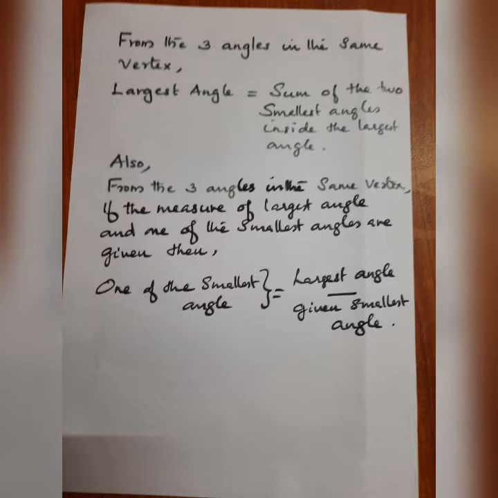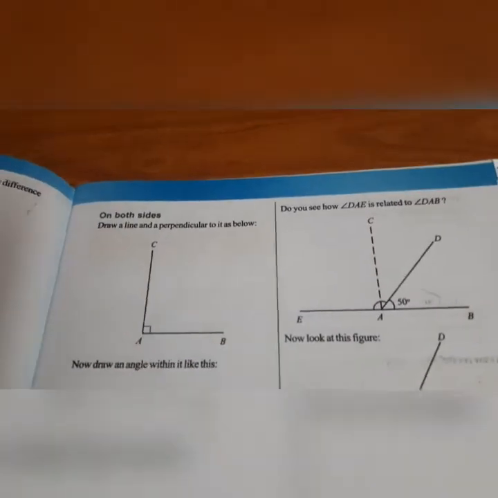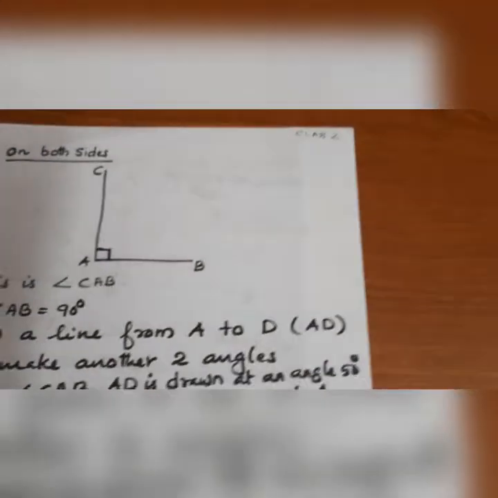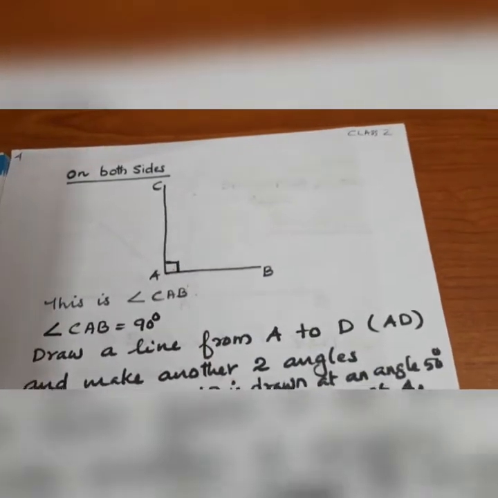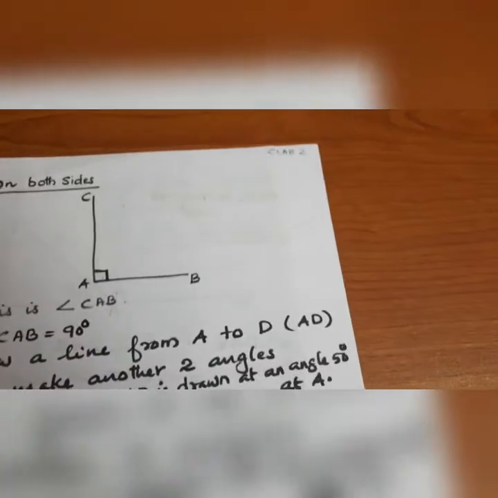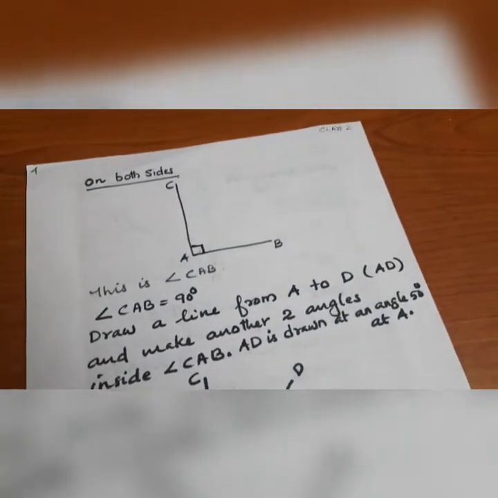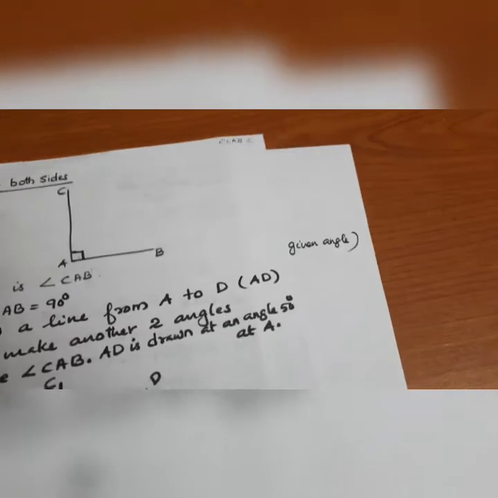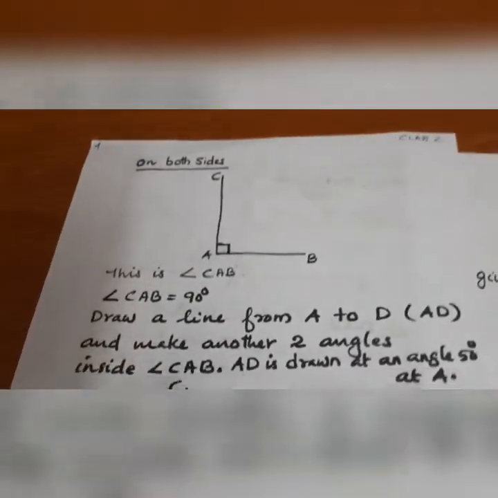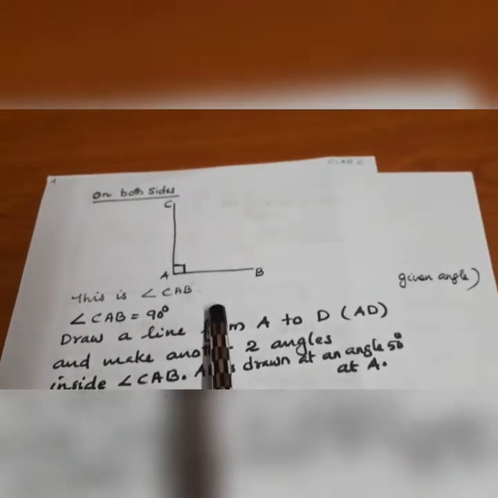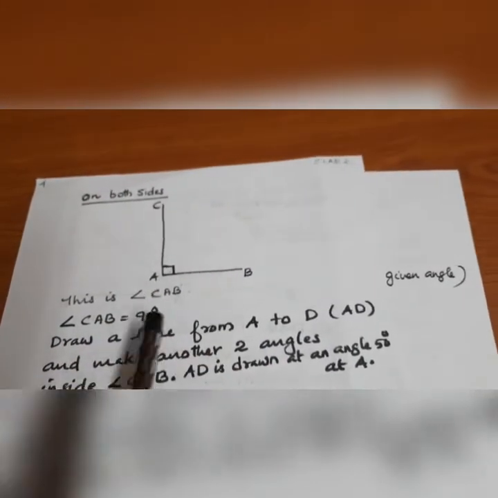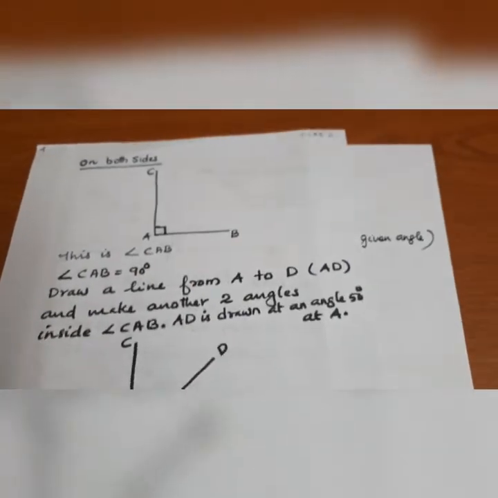Today we can continue the unit. Page number 9, on both sides. Here you can see an angle. Which angle is that? Angle CAB or angle BAC. What is the measurement? Angle CAB is equal to 90 degrees, and the mark shows the measurement.